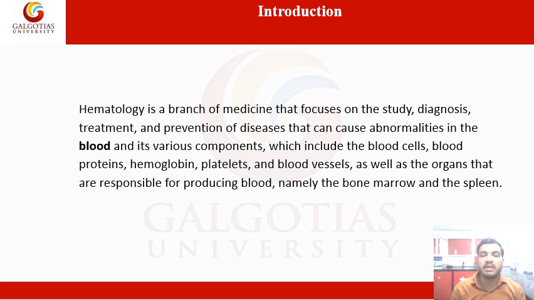Means if we have any disease like anemia, what is its prevention and what are the causes? Means what allows them to cause abnormalities in the blood and the various components of the blood cells. In our blood there are different things: blood proteins, hemoglobin, platelets, blood vessels, granulocytes, WBCs, and multiple things. We also discuss the organs responsible for the production of blood.